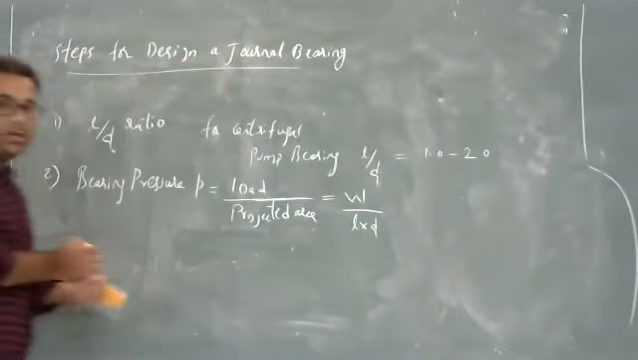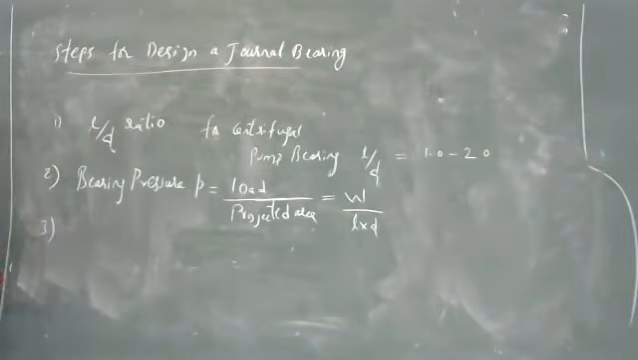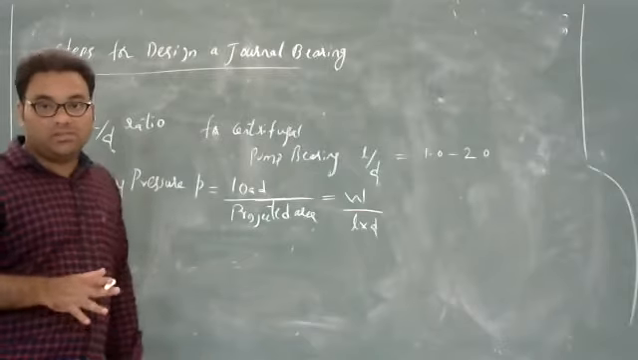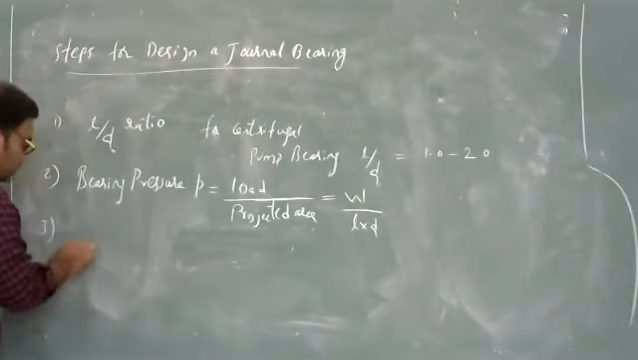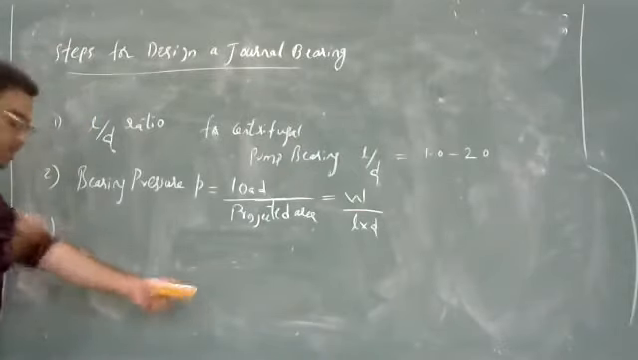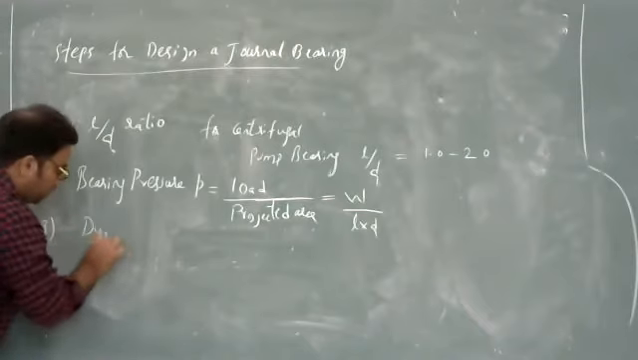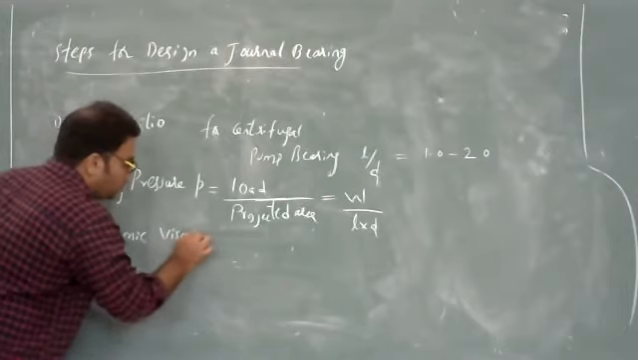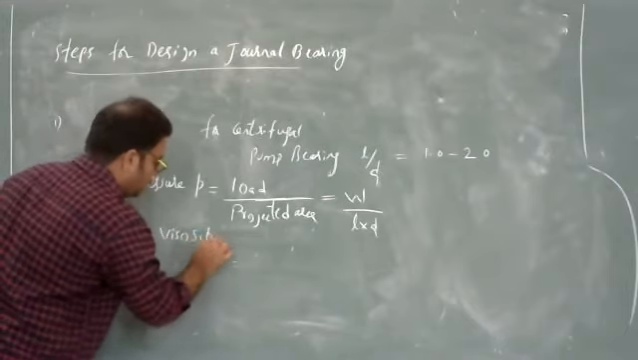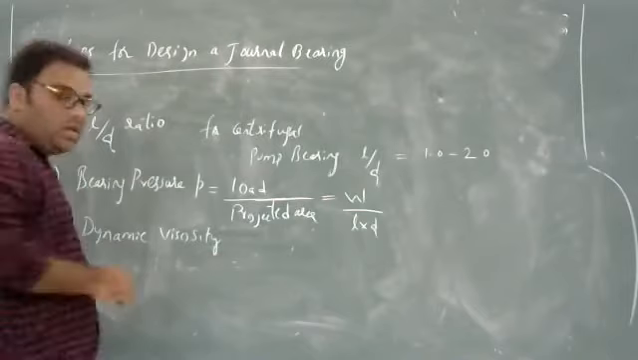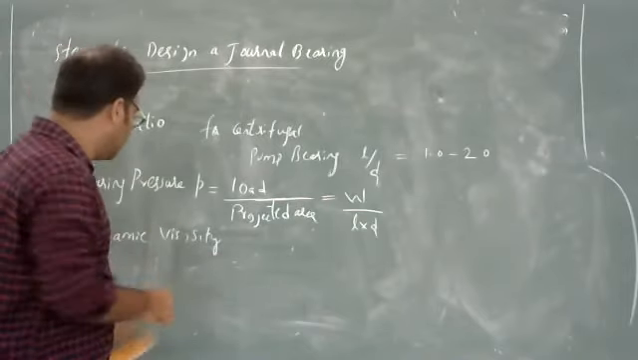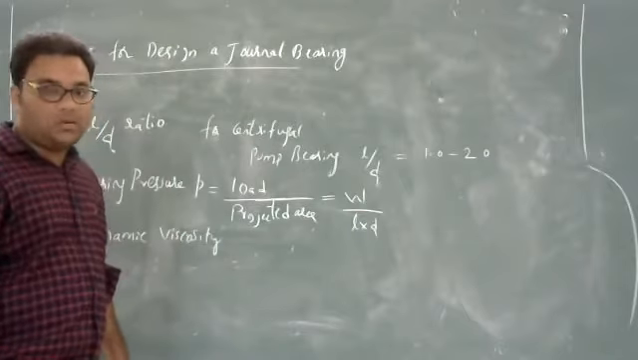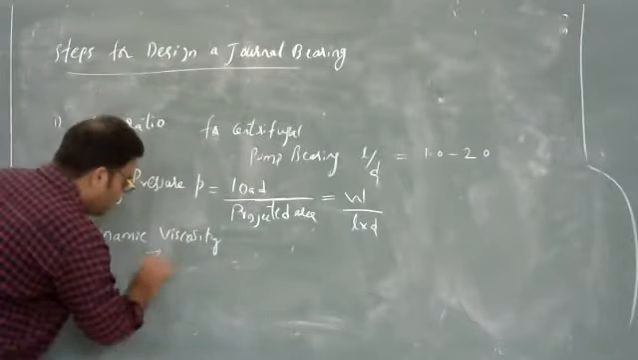And what is the third step? See here, the third step. We need to identify the Z value also. So what is meant by Z? Z is nothing but the dynamic viscosity. Dynamic viscosity will be given, it is also mentioned in the problem. It is denoted by the letter Z.